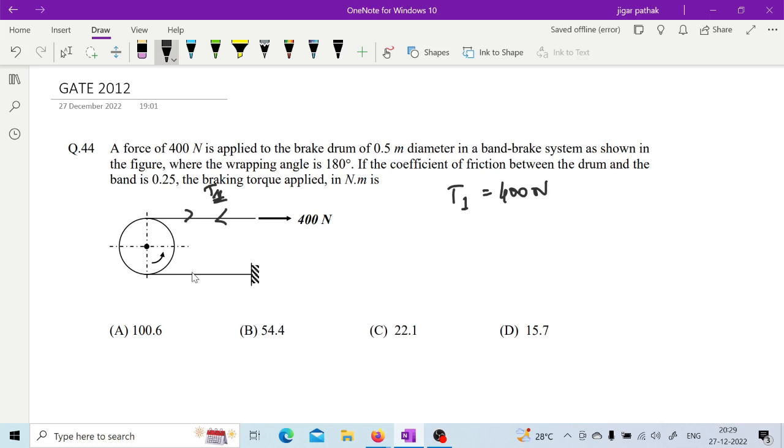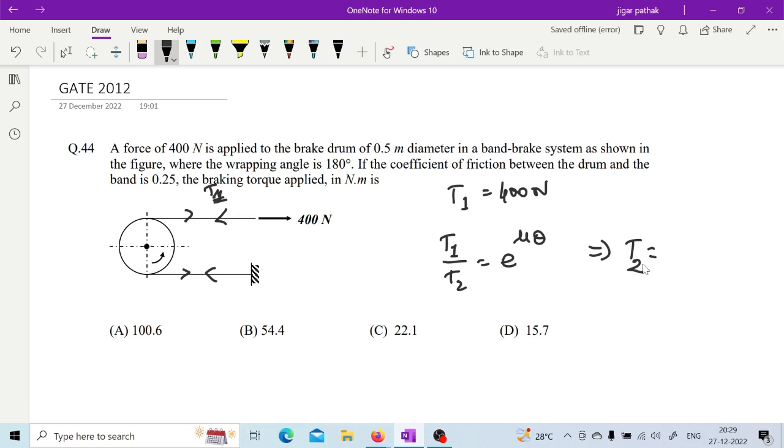So here you will have this T2. You calculate T2 from T1 by T2 is equal to e raised to mu theta. Theta is pi only, right? Mu is given as 0.25. T1 is there, so you can directly calculate T2.